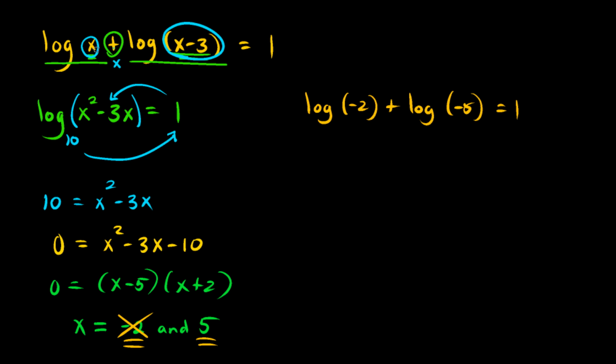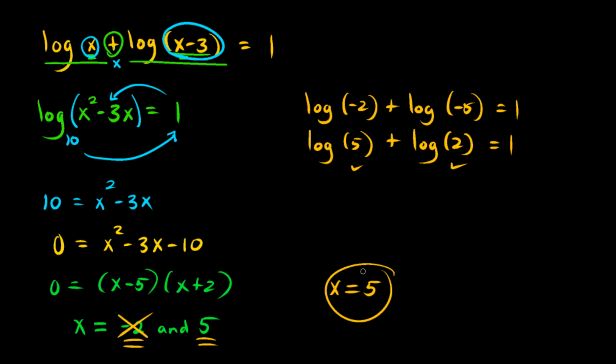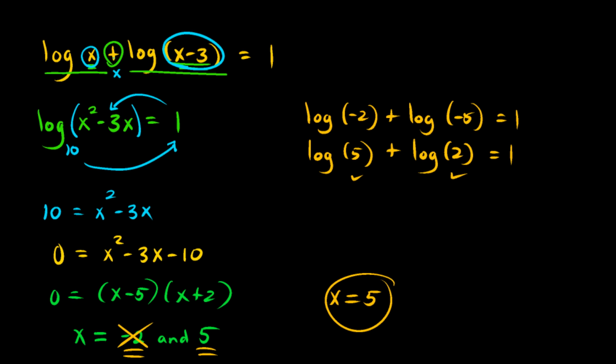What about 5? Well, that would give me log of 5 plus log of 5 minus 3. This is okay because I've got a log of a positive plus a log of a positive. So x equals 5 is my only solution for this problem. So again, this illustrates the fact that you really have to make sure that you check your solutions.